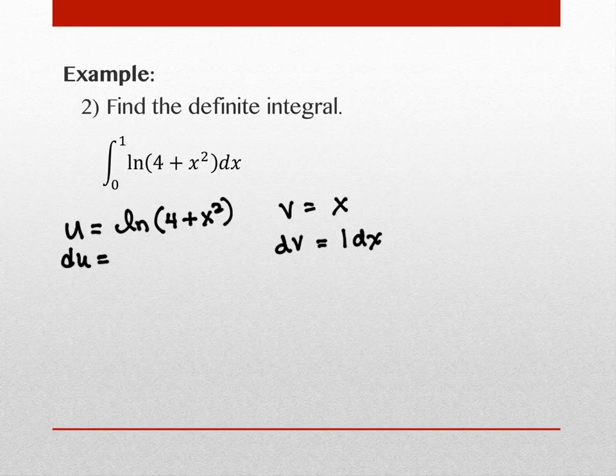The other piece, though, is a little messier. Because what kind of a rule am I going to need to take the derivative of the natural log of 4 plus x squared? That's a chain rule. Very good. So what's the derivative of natural logs? 1 over x, which would be 1 over 4 plus x squared here. Okay, and then what? Times 2x. And we're going to put the dx on the end.